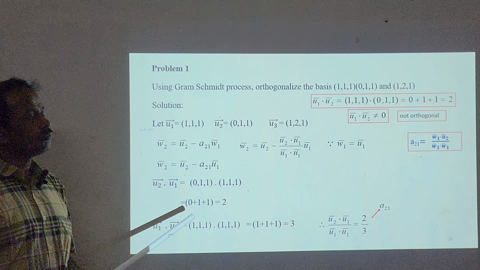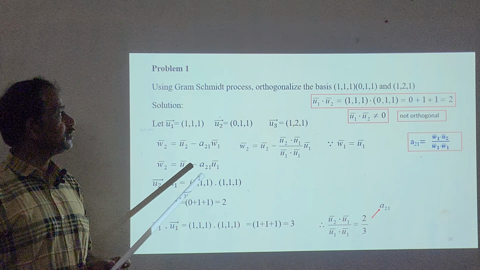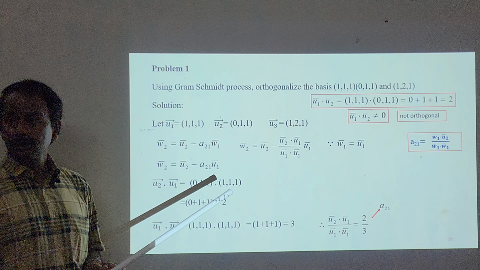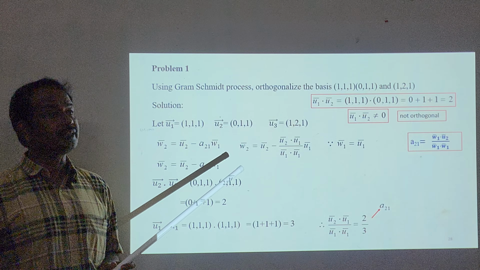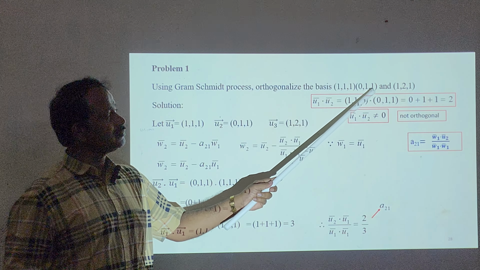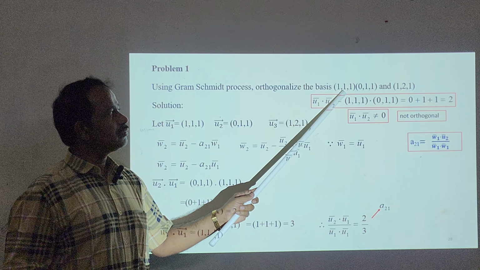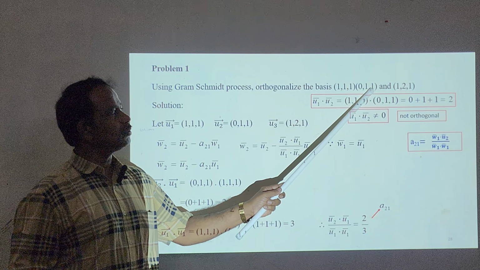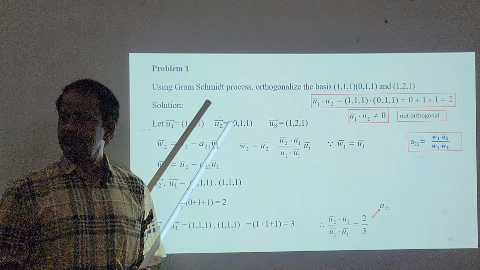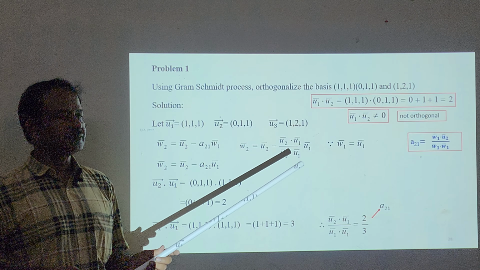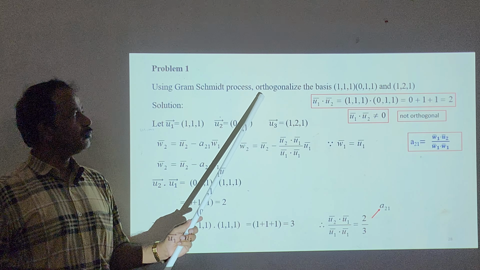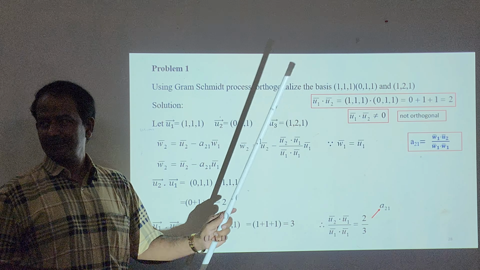So now we will try to solve one problem using the Gram Schmidt process. We are going to orthogonalize the basis vectors. This is again a 3-dimension one. We have 3 vectors: (1,1,1), (0,1,1) and (1,2,1). So it is R3 space, real space. Okay, 3D vectors. So we are going to orthogonalize the basis.